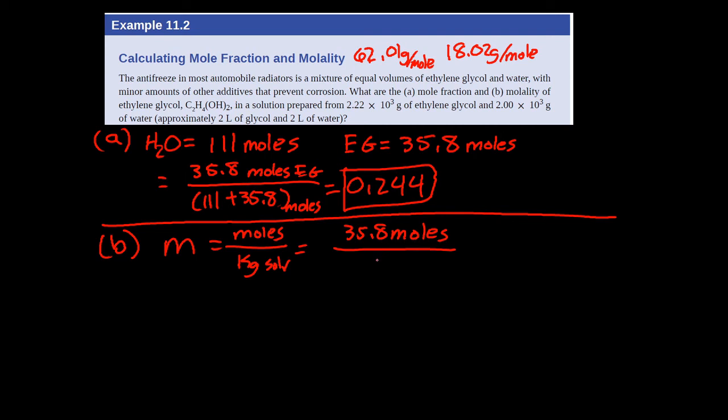So the kilograms of the solvent is 2, because we have 2,000 grams. If you want to go ahead and do the calculation there, and hopefully you did when you worked through this, you will find that it is 2 kilograms. And so the molality will be something like 18, if I remember correctly. 35.8 divided by 2. Yeah, 17.9.